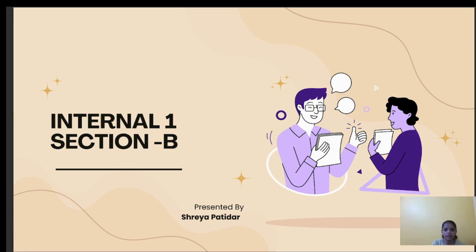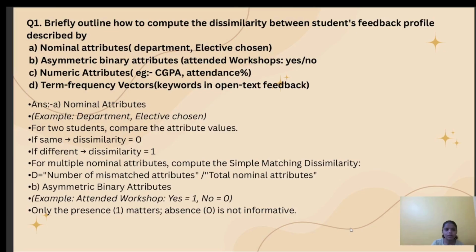In this video, we will cover internal first section B, similarity and dissimilarity in feedback. Question number 1. Briefly outline how to compute the dissimilarity between students' feedback profiles described by nominal attributes, department or elective chosen; asymmetric binary attribute, attended workshops, yes or no; numeric attributes, for example CGPA or attendance percent; and term frequency vectors, keywords in open text feedback.